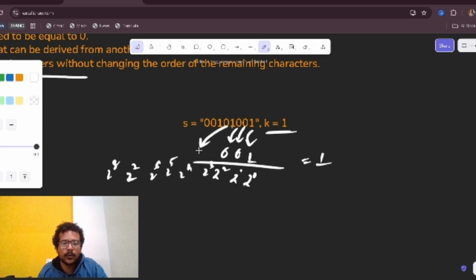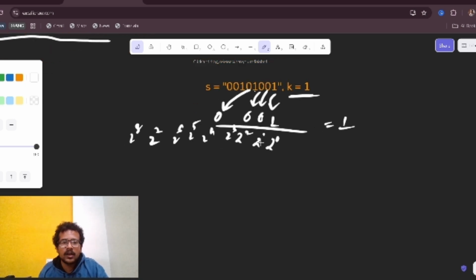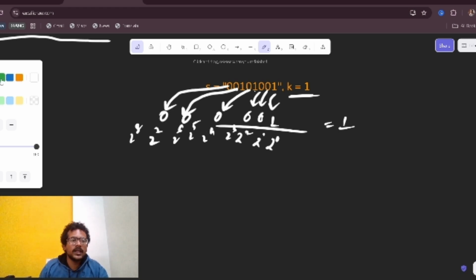Now, let me take this 0. 0 into something is 0. Now 1 into 2 power 5 is nothing but 32. 32 plus 1 is 33, which is exceeding k. So I'll not take this 1. After that, let me take this 0 and put it here. 0 into something is 0, no need to worry about it. Now what is the size? I'm just counting the size: 1, 2, 3, 4, 5, 6.